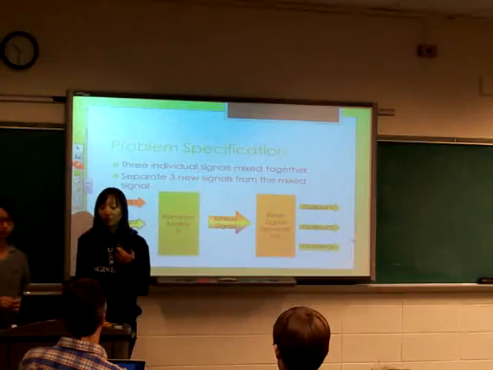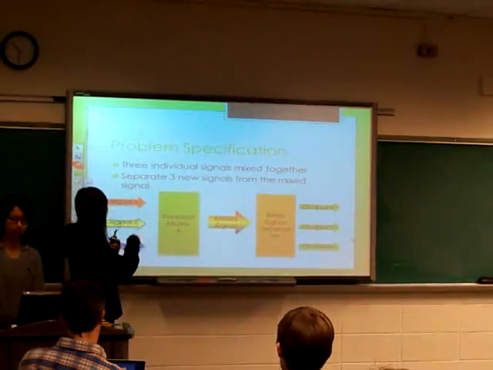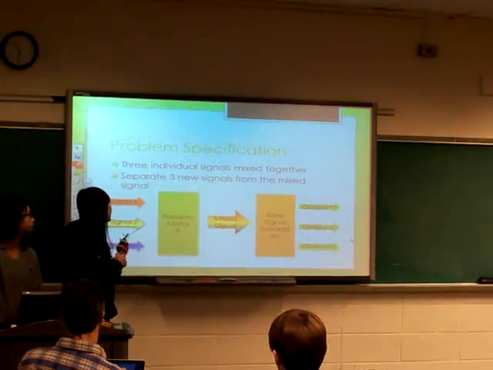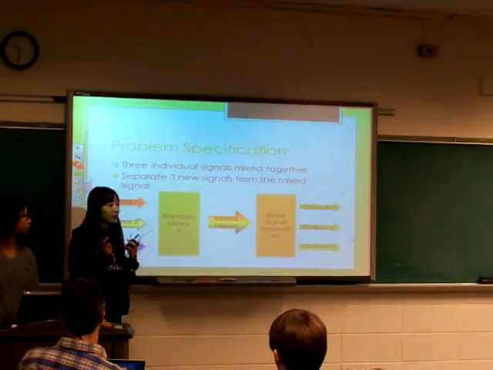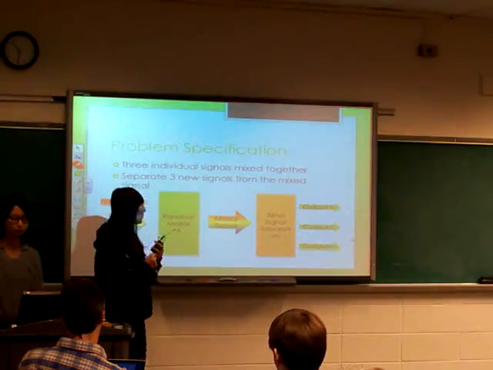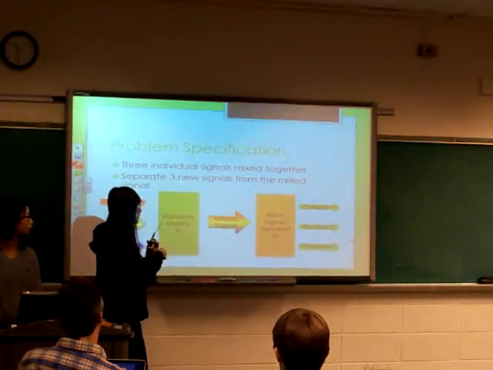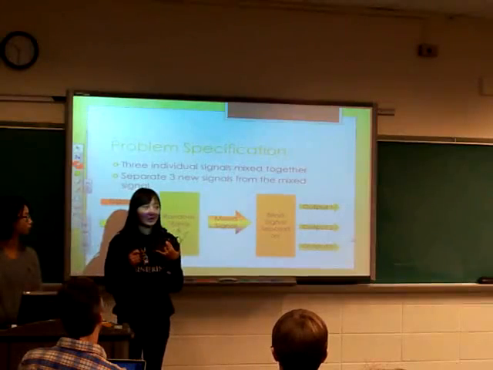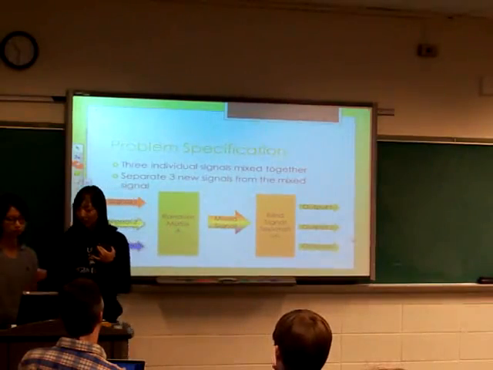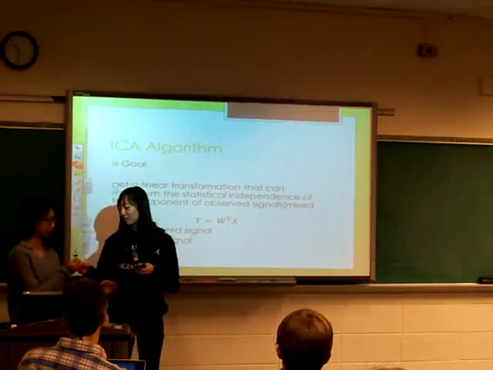In our project, we are trying to separate 3 original signals we found online. We use a random matrix generated in MATLAB to mix the 3 signals together, and use our blind signal separation method to separate the mixed signal into 3 outputs, which will be very similar to the original signals. Next, I will pass to Dongxue to talk about the algorithm.